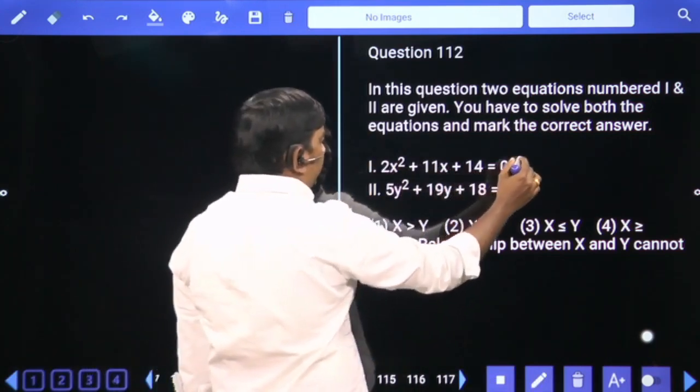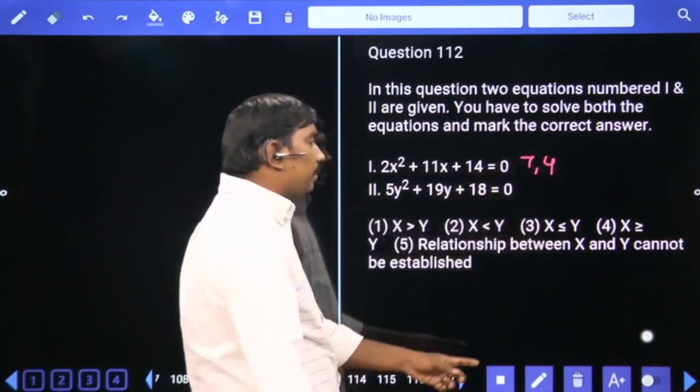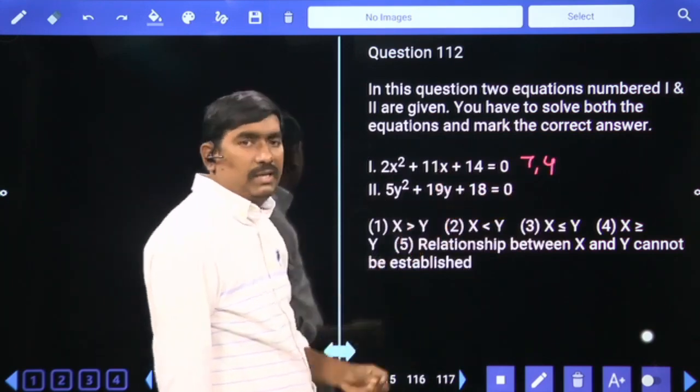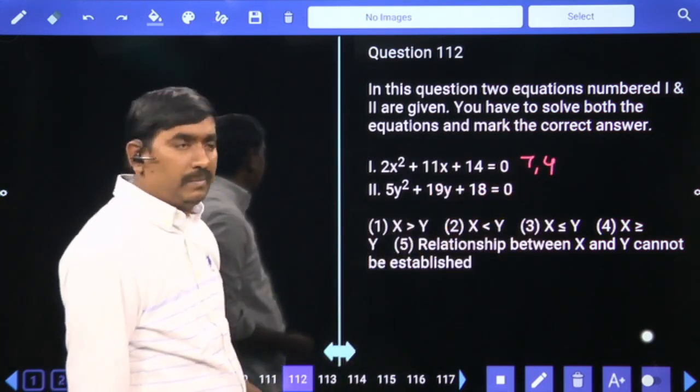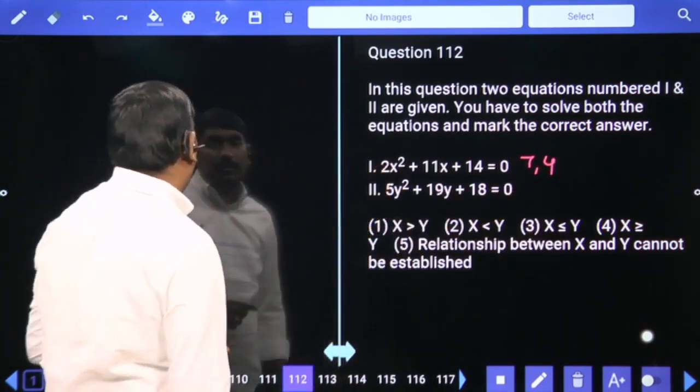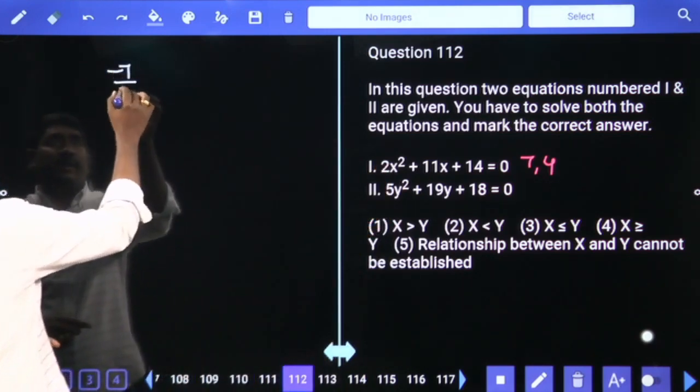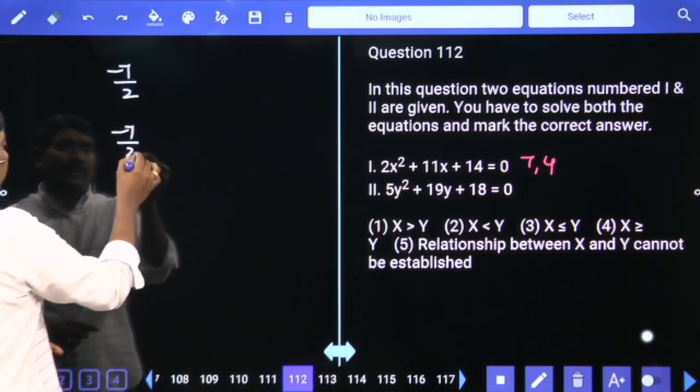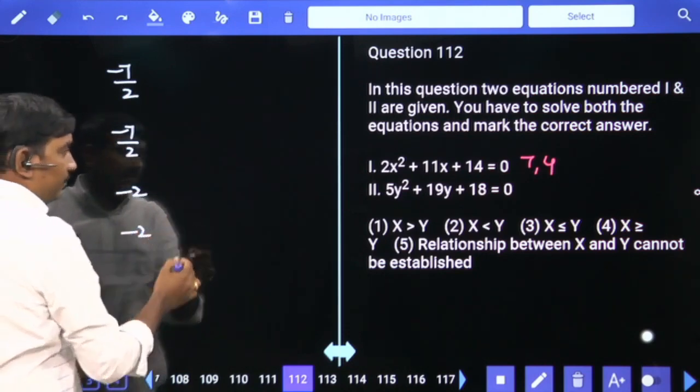14 2s are 28, 7 4s are 28. Plus 7 plus 4 will give us plus 11. Finally minus 7 minus 4. Before x square 2 I am having, so minus 7 by 2, minus 4 by 2 means minus 2. This is x value.